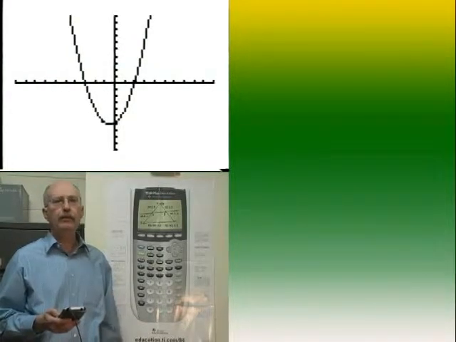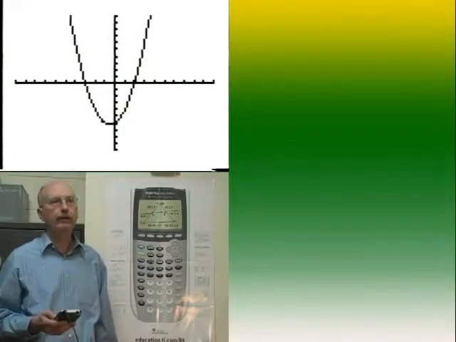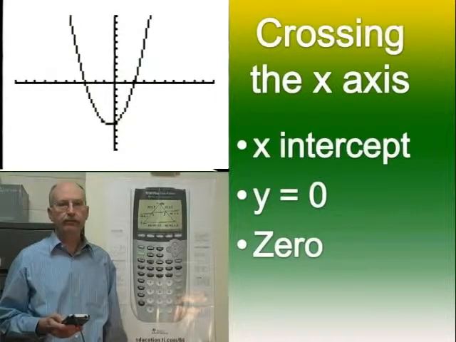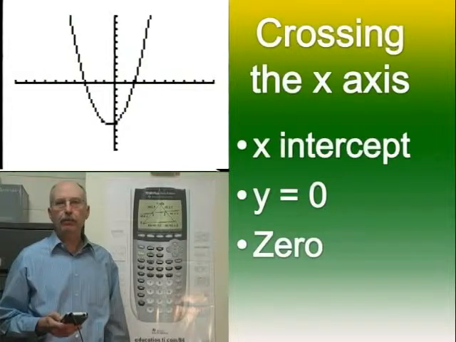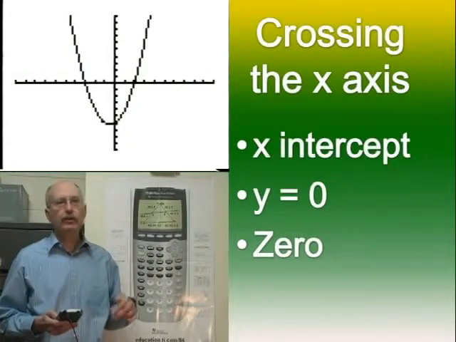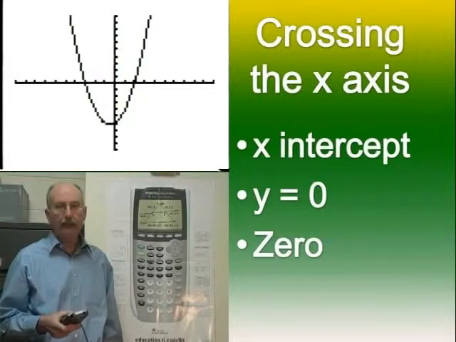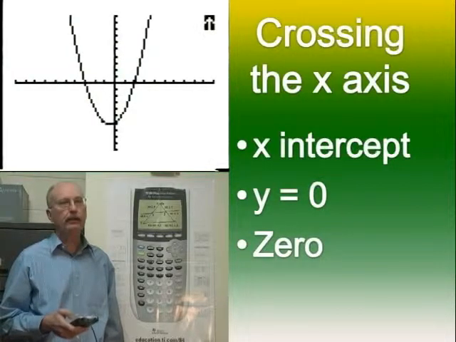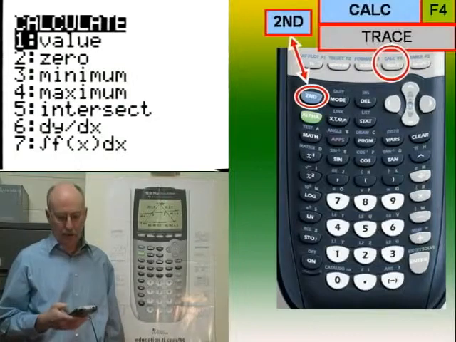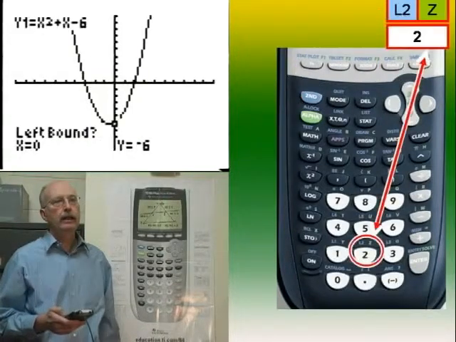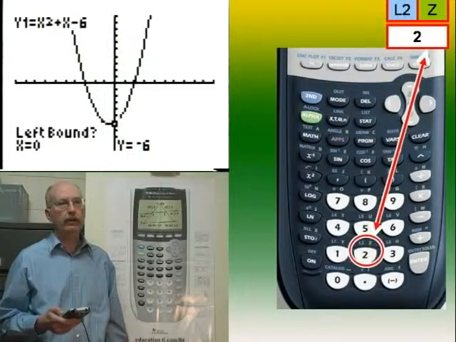Now there's a couple of things about the parabola that we'd like to find. One is, where does it cross the x-axis? If you remember from your pre-calc days, where we cross the x-axis is called the zero of the function. So we're going to go up and hit second calc, and we're going to go to option number 2, and I hit the number 2 for the zeros, and it asks us now a question.